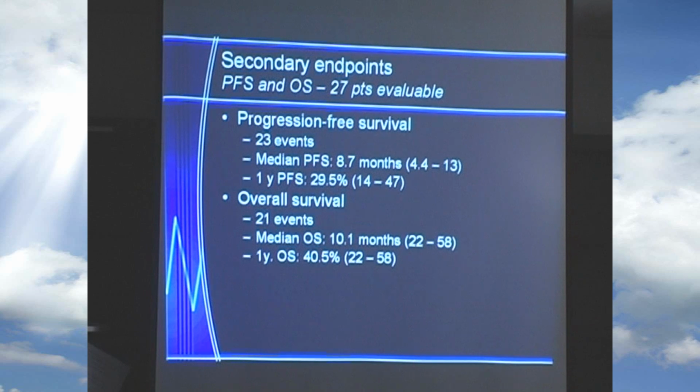But despite these very frail patients, they happened to have a median progression-free survival of 8.7 months and a median overall survival of 10.1 months, with 40% of their patients alive 1 year later. So controlling the lymphoma, even in these very frail patients, seems to provide them some help.